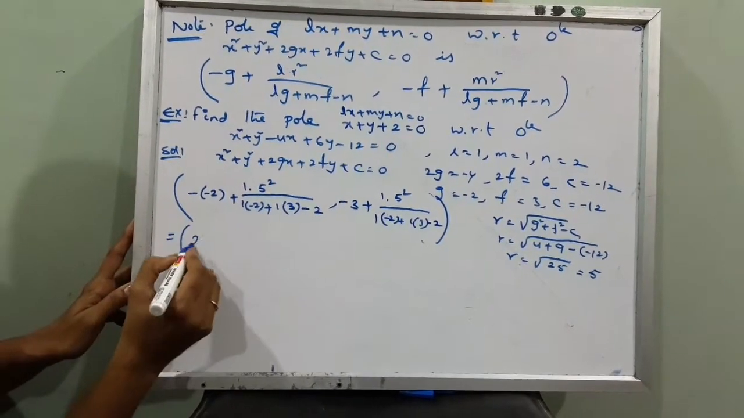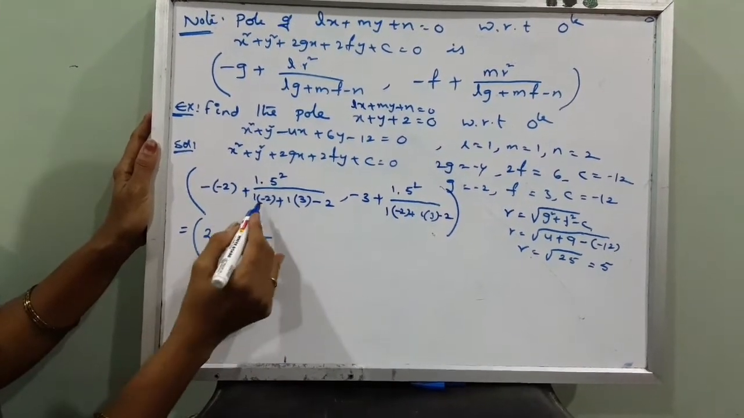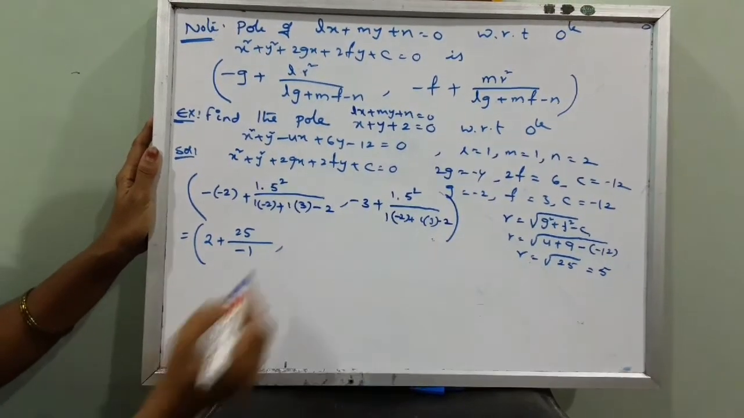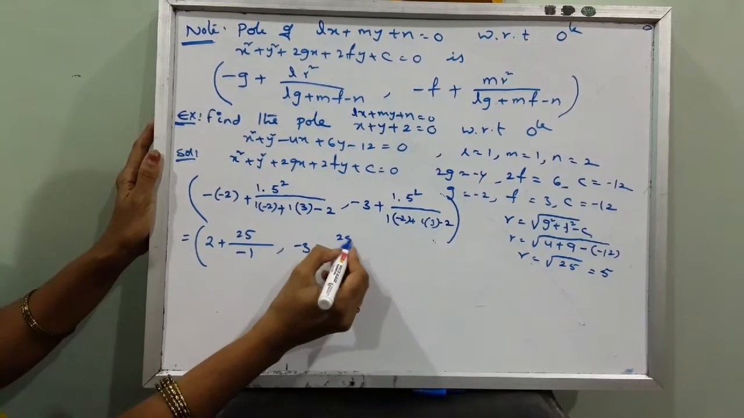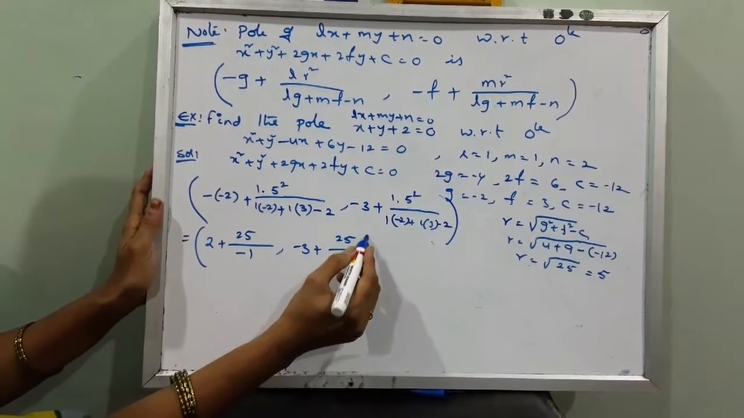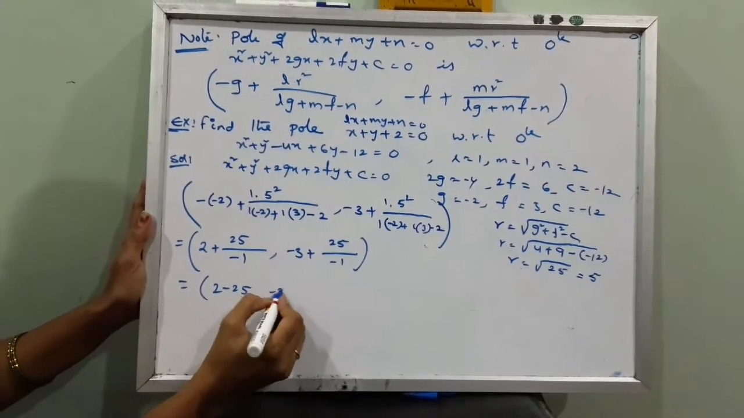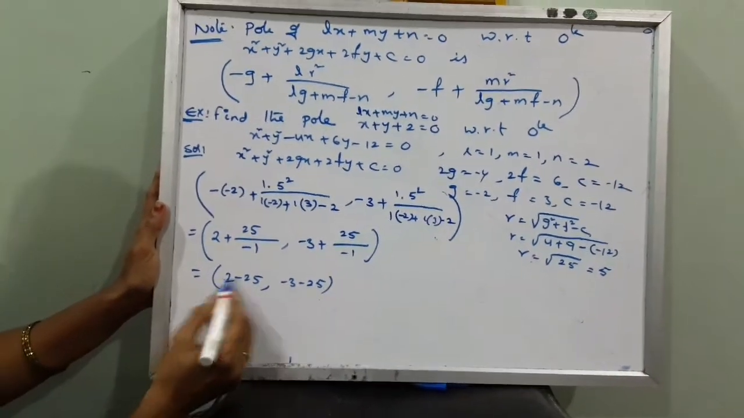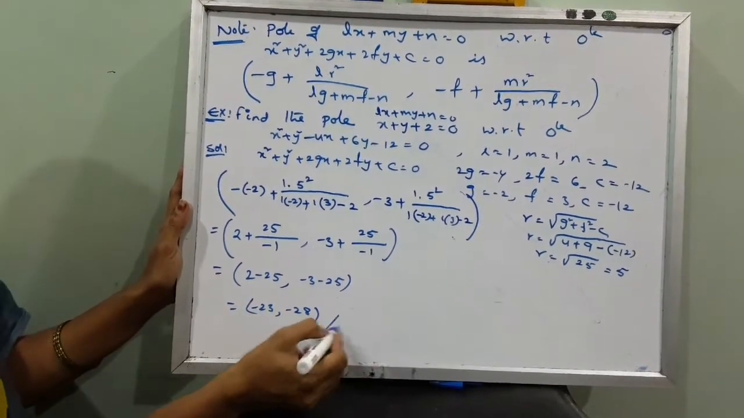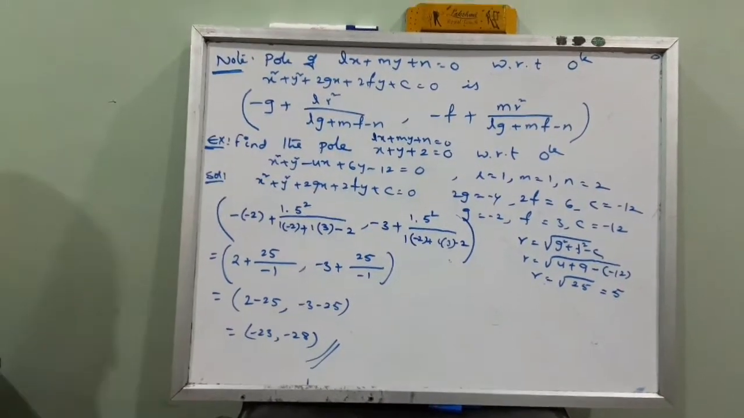Which is equal to minus into minus plus 2, 5 square 25 divided by, here minus 2 minus 4 minus 4 plus 3 minus 1, comma, minus 3 plus 25 by, here also the same, minus 2, minus 4 plus 3 minus 1, which is equal to 2 plus into minus 25, so 2 minus 25 is minus 23, and minus 3 minus 25 is minus 28. This is the pole of a general equation of a circle.